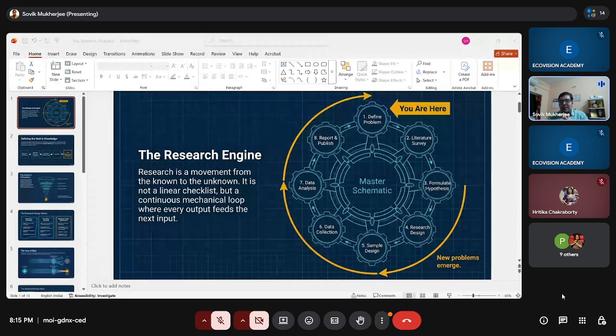How do you define a problem, if I may ask you? How will you define a research problem? What do you think exactly is a research problem? Now, what exactly is a research problem? Can any one of you tell me?